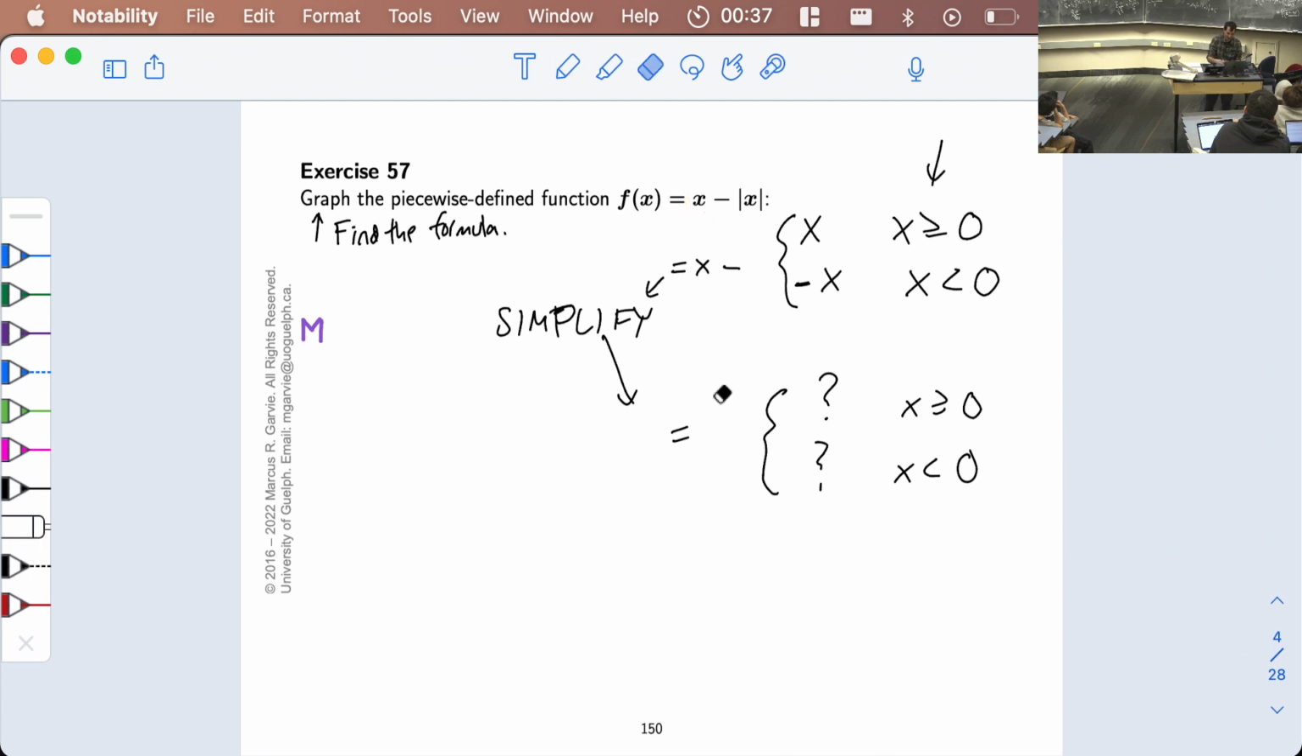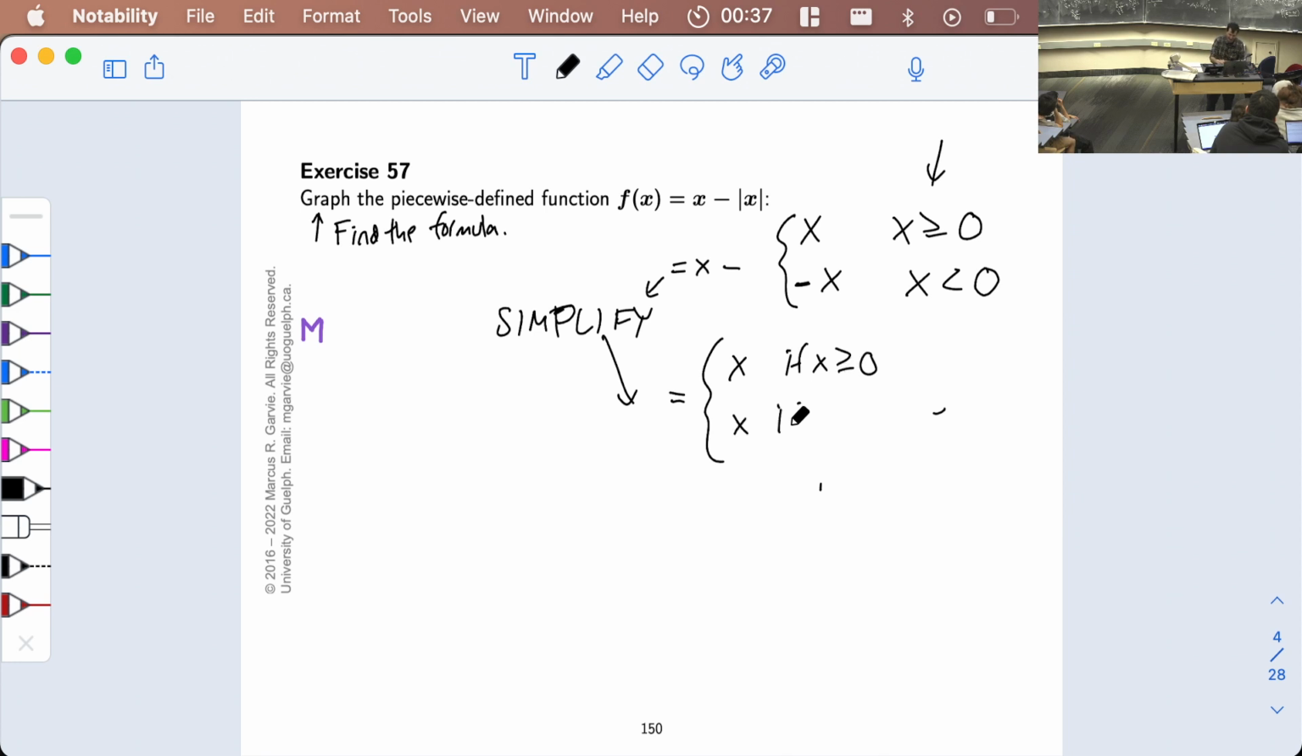So why don't we force this guy to work? Why don't I write x? I can write the function x like this: x is equal to x if x is bigger than 0, and x is equal to x if x is less than 0. A very silly way of writing x. x is either x or x. Okay, but why is it helpful? Because now it matches the other guy.